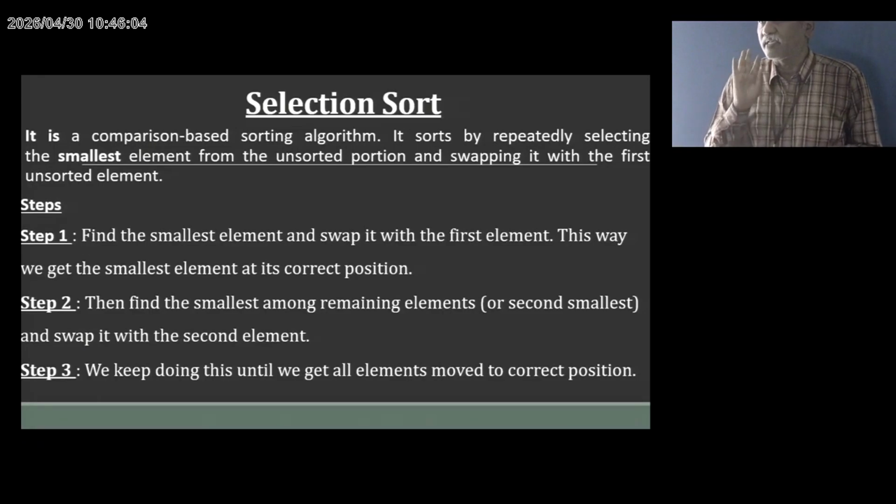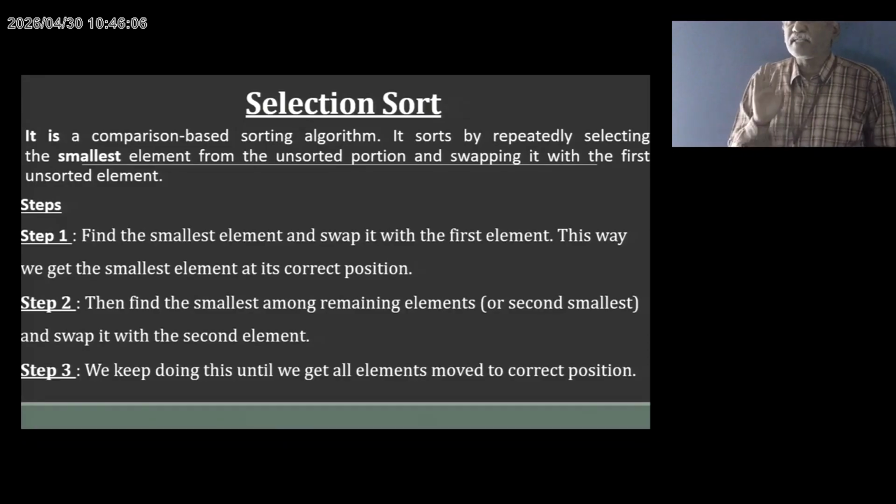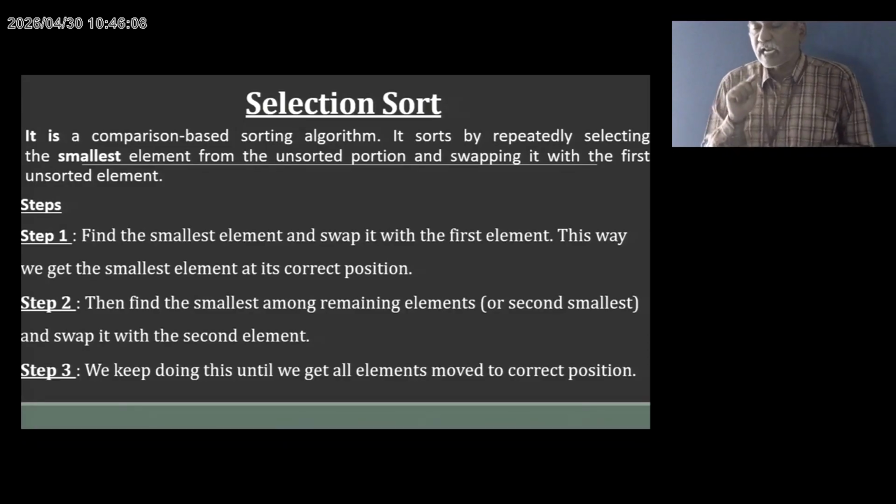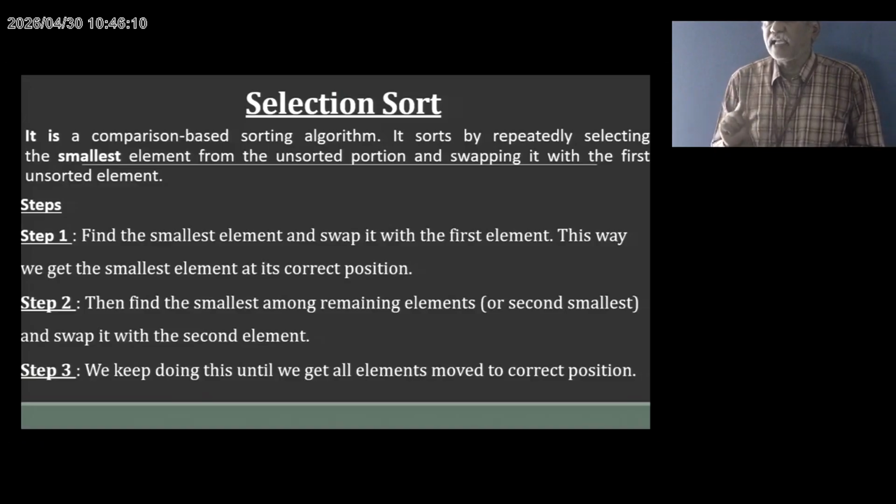That is the point that is very clearly stated. It is a comparison-based algorithm. It sorts by repetitively selecting the smallest element from the unsorted portion, right? You know that the elements in the array are unsorted and we are in a position to sort them, swapping and exchanging with the first element in the list. So the steps are: find the smallest element and swap it with the first element. This way we get the smallest element at the current position.